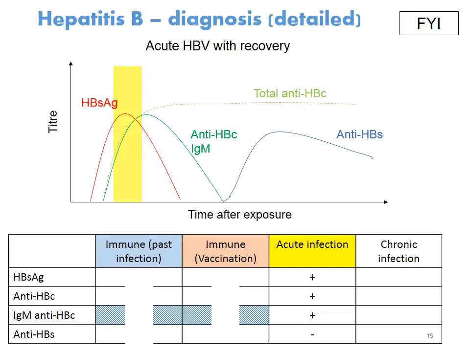For a person who is immune due to a past infection, refer to this part of the graph highlighted in blue. Only total anti-HBc and anti-HBs antibodies will be present.